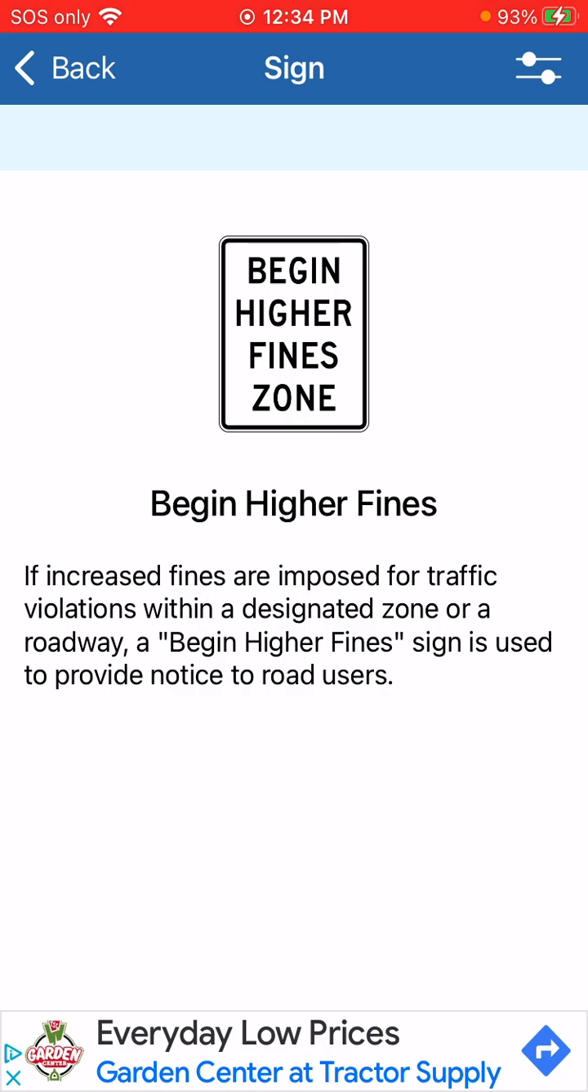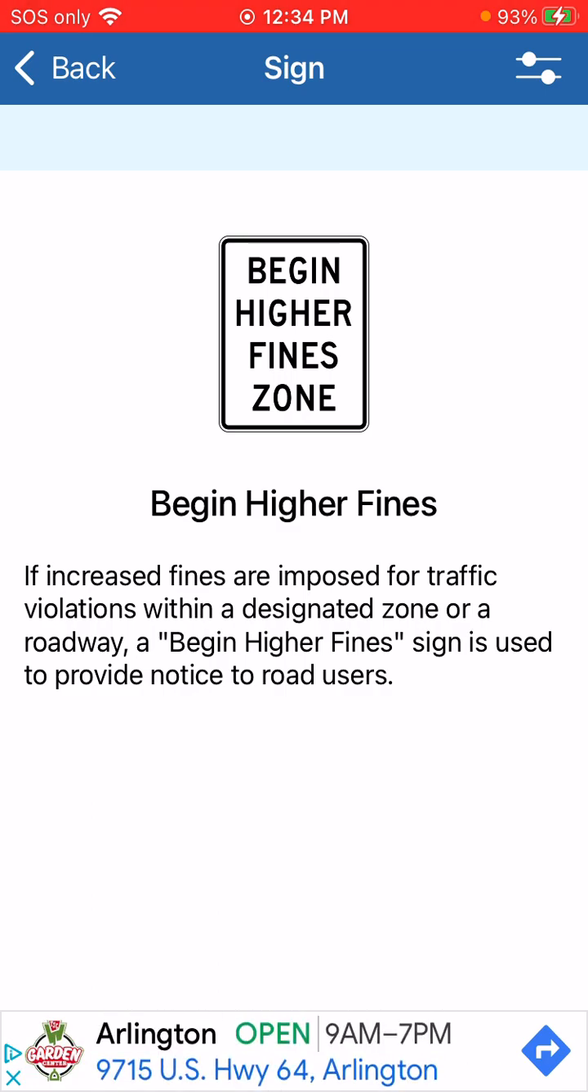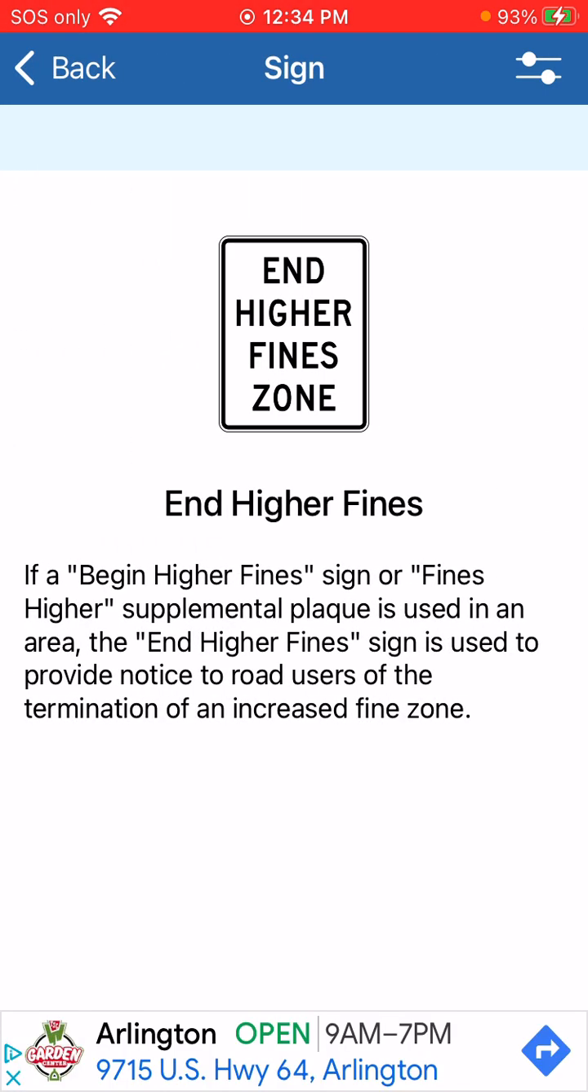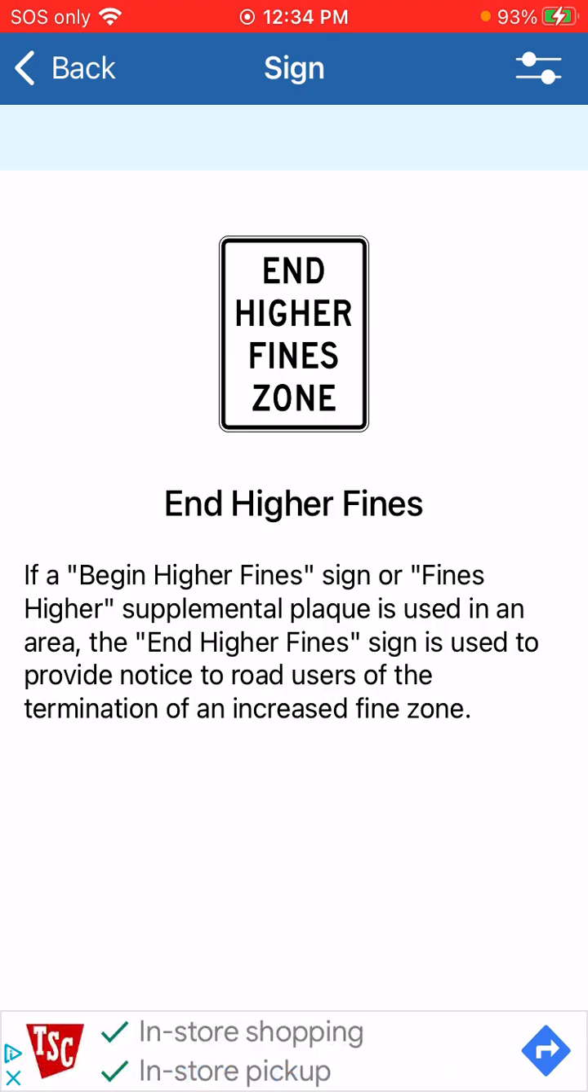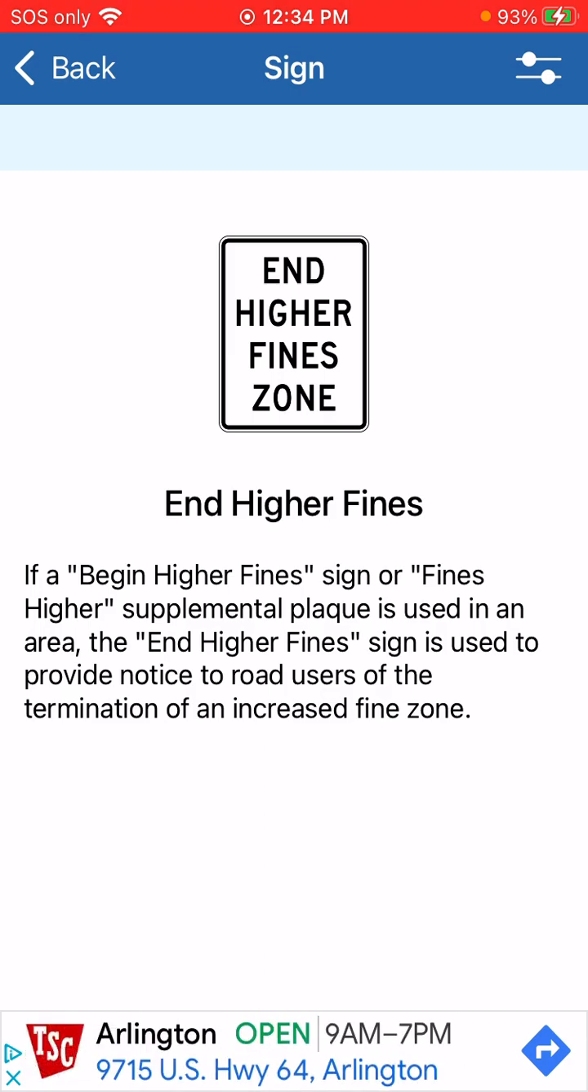Begin higher fines. If increased fines are imposed for traffic violations within a designated zone or on a roadway, a begin higher fines sign is used to provide notice to road users. End higher fines. If a begin higher fines sign or fine tier supplemental plaque is used in the area, the end higher fines sign is used to provide notice to road users of the termination of the increased fine zone.